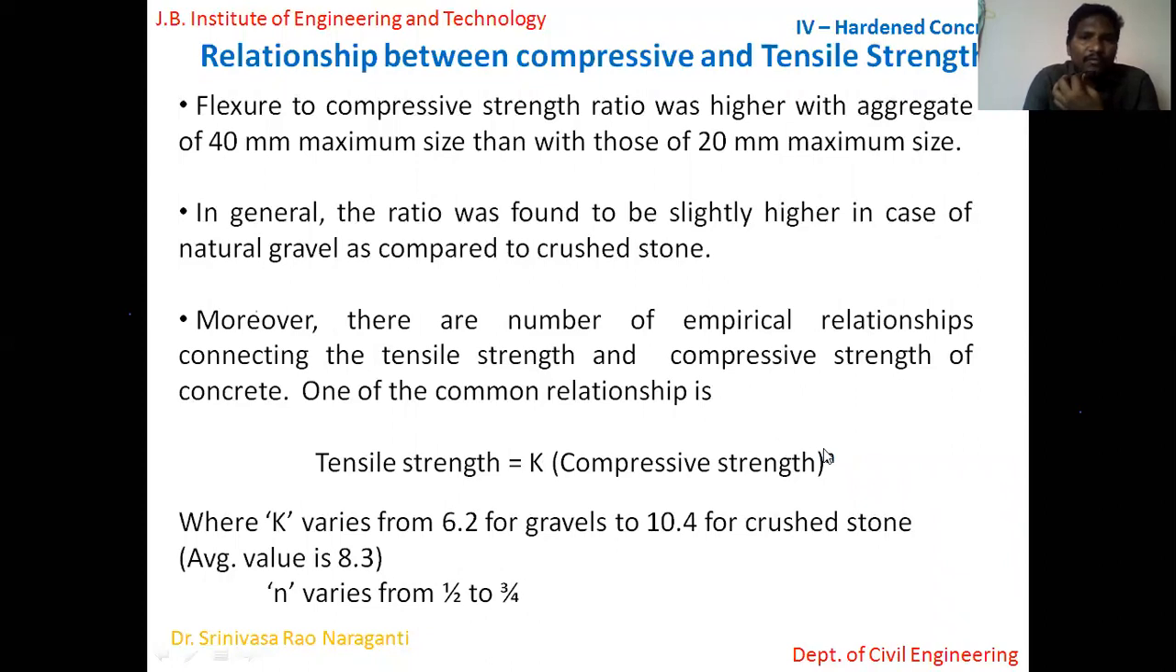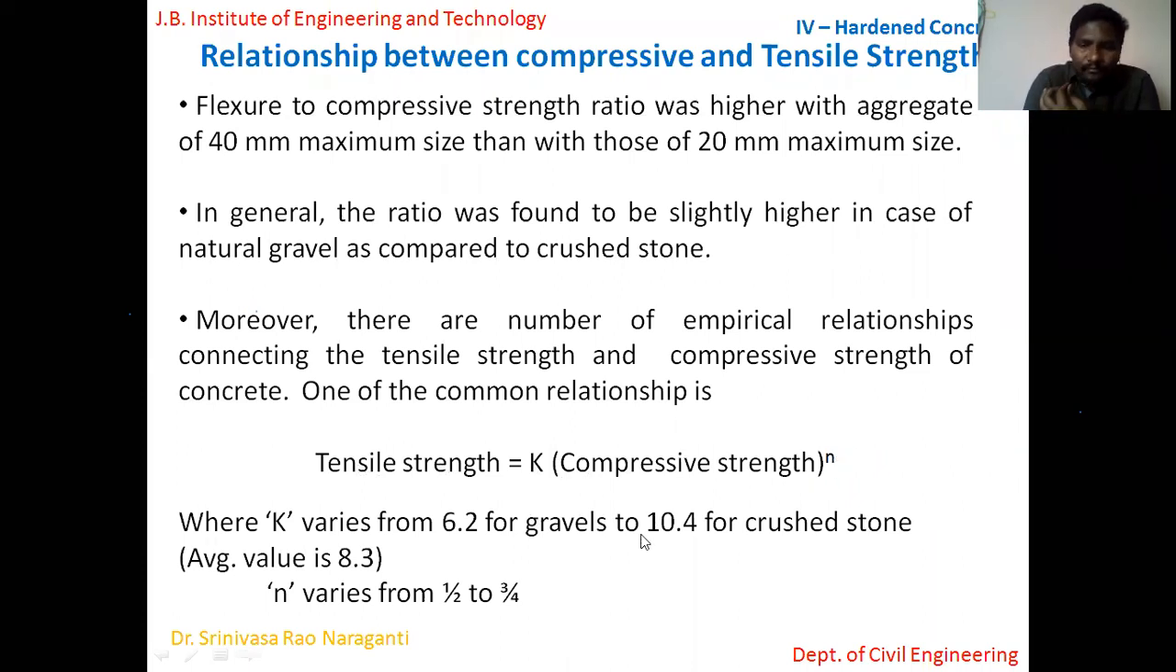So you put half once, you put 3 by 4 once, and you probably get two values. Then we say the tensile strength is anywhere between these values. K is, for example, 8.3, times 20, which is the compressive strength. We're talking about M20 grade concrete. So this is 6.2 into 20 power 1 by 2 to 6.2 into 20 power 3 by 4. That means the tensile strength ranges anywhere between those two values based on the n value.